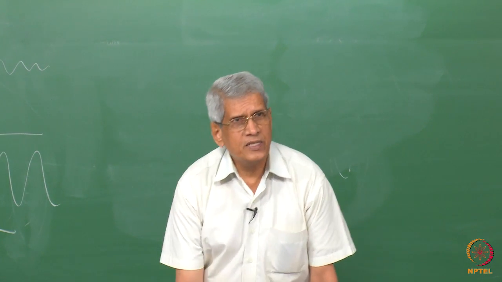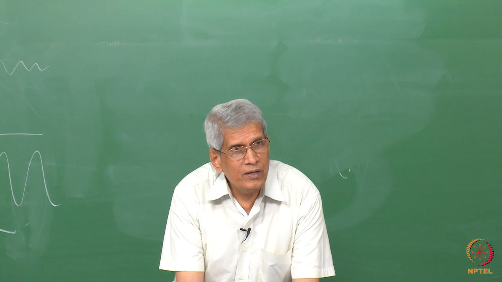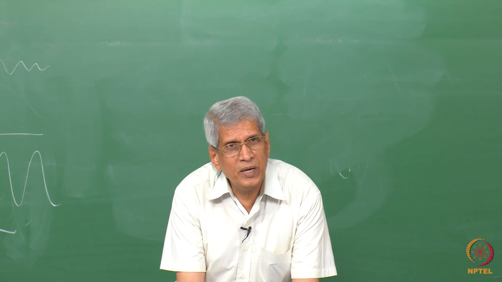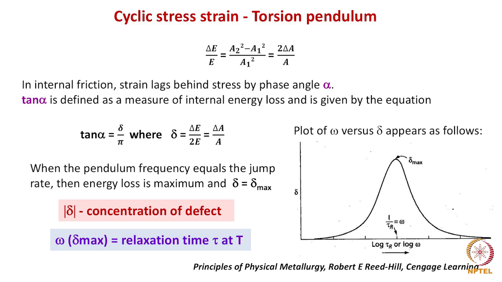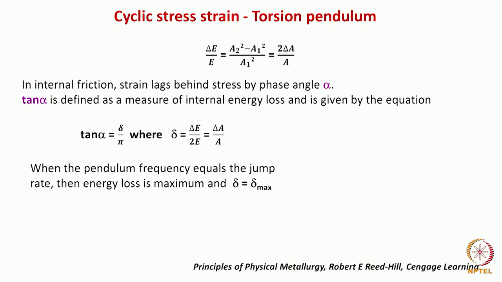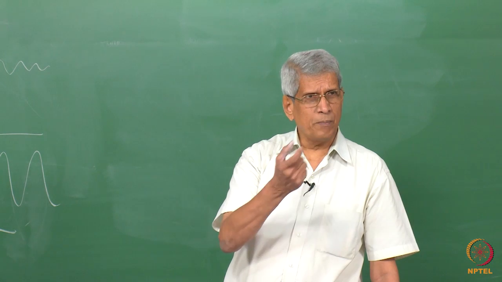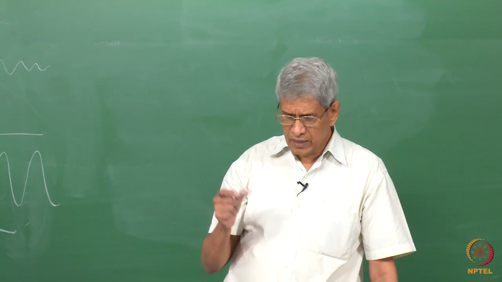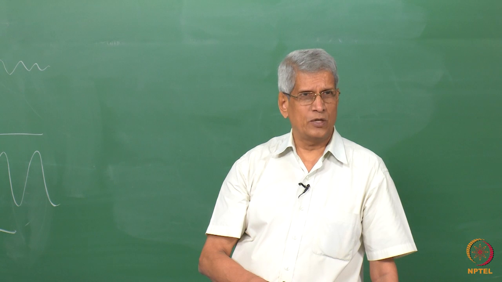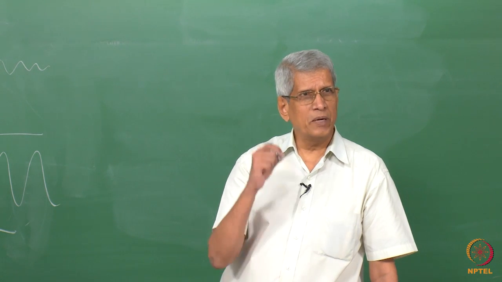Okay. I had just written the essential value, and generally in electrical circuits, we denote this by a function delta, which is nothing but equal to pi into tan alpha. When the frequency of the amplitude of the pendulum we are giving turns out to be the same as the rate at which it is jumping from one side to the other, if the jump frequencies match perfectly, then delta will have the maximum value, delta max, that is, the lag will be maximum.